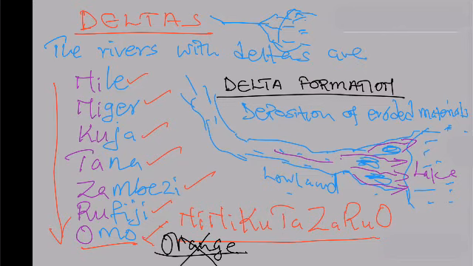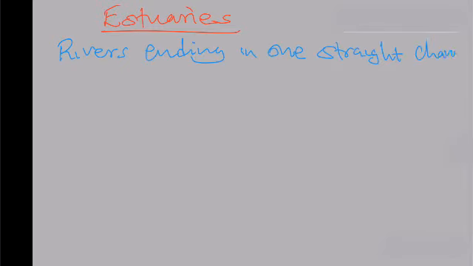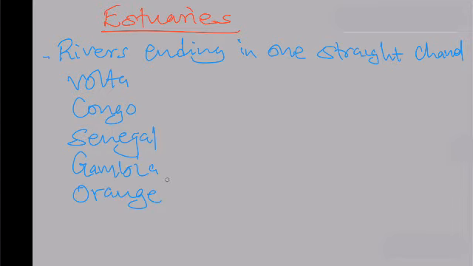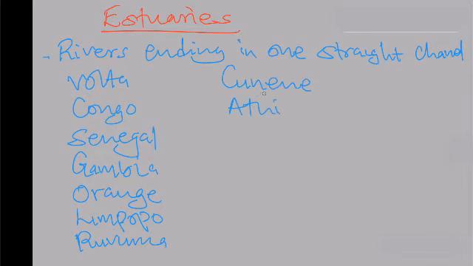Now, of course, if a river does not end in a delta, then it has to end in an estuary. So rivers that end in estuaries, there are so many. And so you will pick the rivers that are not in our list, but you know they exist in Africa. Of course, they'll end in estuary. Quite a number of them are River Volta, Congo, Senegal, Gambia, Orange, Limpopo, Ruvuma, Kunene, Athi River, and several other rivers.